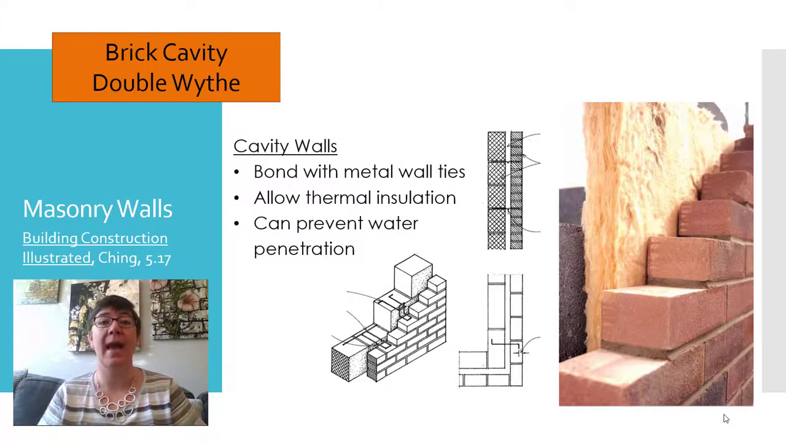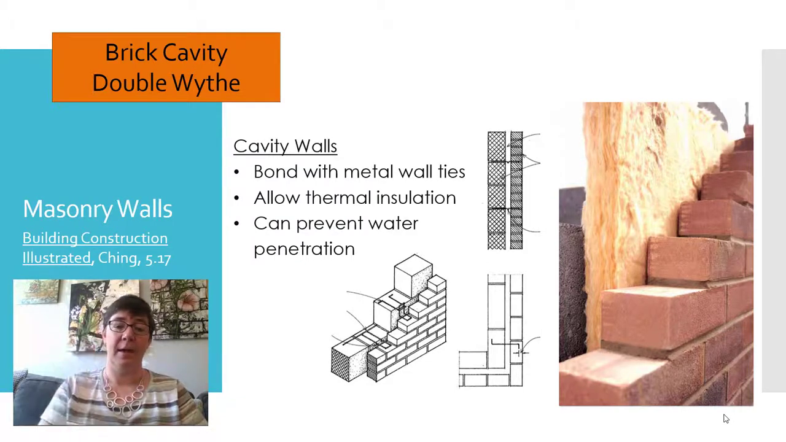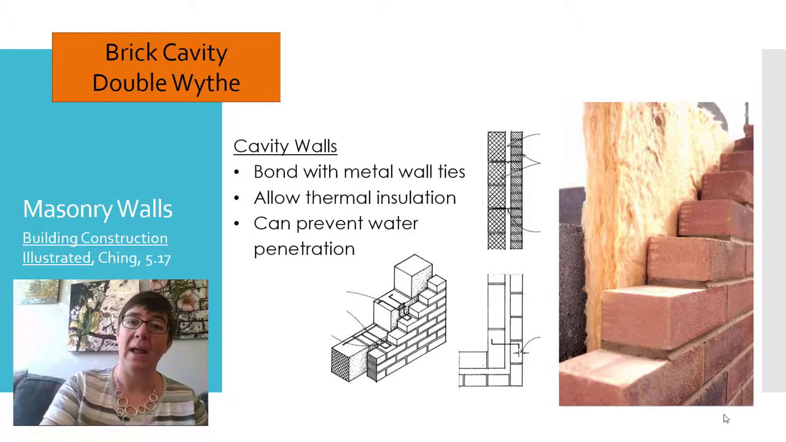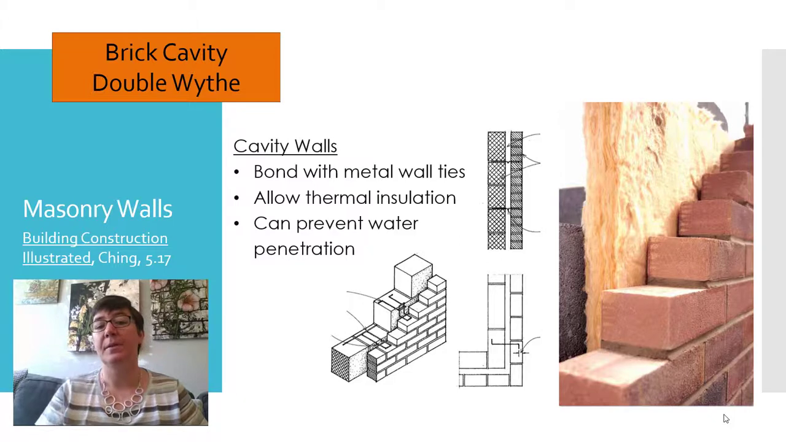Here's another look at some cavity walls. So in the bottom picture here, we have a withe of face brick and then kind of a backup withe of CMU. And you can see that they're tied together. You always want to bond your withes together with some metal ties.